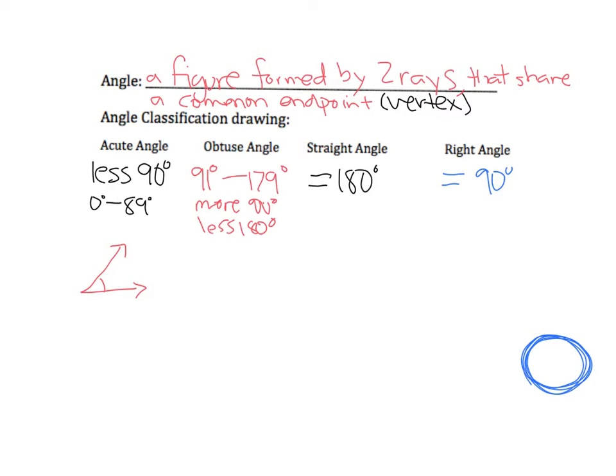Obtuse, remember, is more than 90, but less than 180. So it would look something like so. A straight angle is going to be exactly that, a straight angle, so basically it looks like a straight line. And our famous and most popular right angle, the 90 degree, which you all already know about. Make sure that you include that symbol there. That is what our right angles look like. All right, moving on.